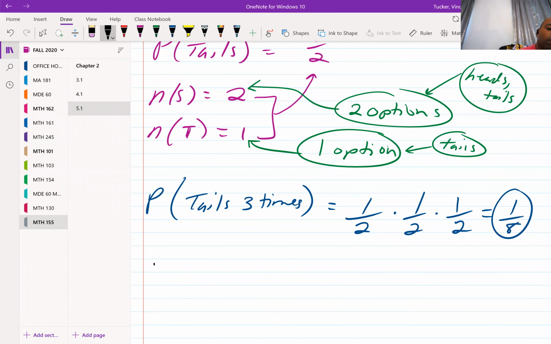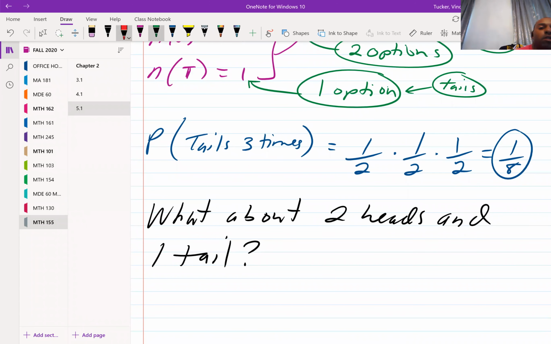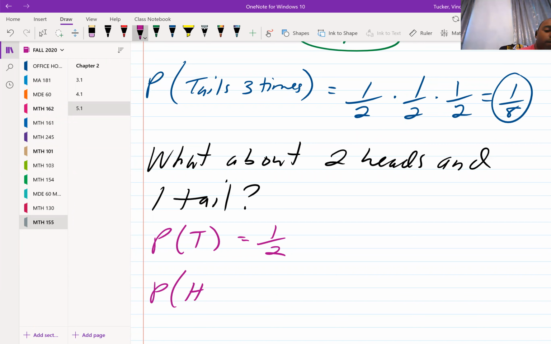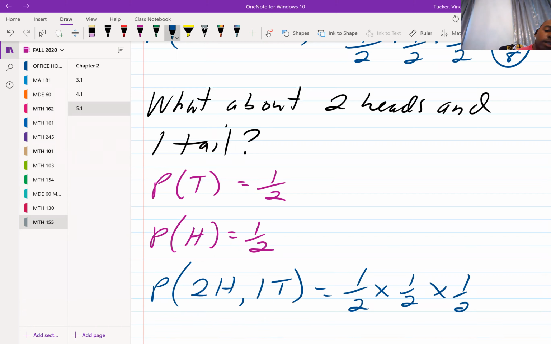So what about two heads and one tail? Would that change anything for us? We already said that it's independent. We already said the probability of getting tails is 1/2. But also, we only have one other choice. That means the probability of getting heads is 1/2 as well. So the probability of two heads, one tail is still going to be the same thing: 1/2 times 1/2 times 1/2, which would be 1/8.